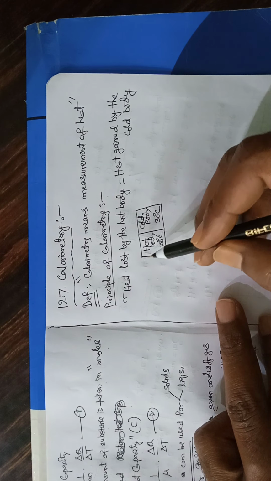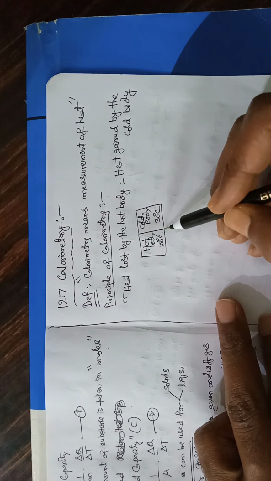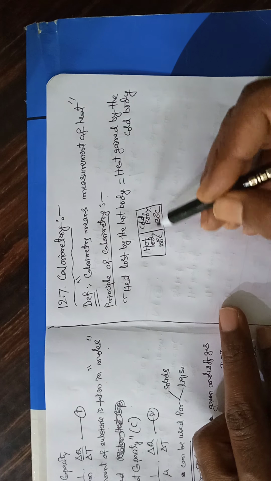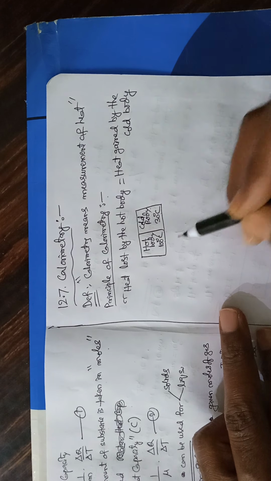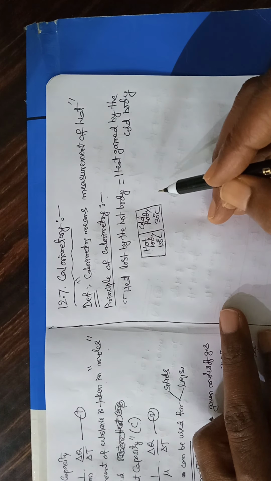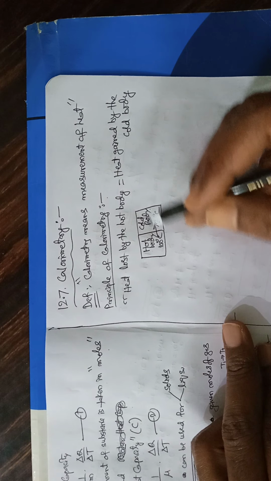Let us consider a hot body at temperature 100 degrees centigrade, and let us consider a cold body at a temperature 30 degrees centigrade. You keep the two bodies in touch with each other. Then what do you expect? Naturally heat flows from the hot body towards the cold body. How long does it flow? Until the temperatures of both become equal. So long heat goes on flowing.